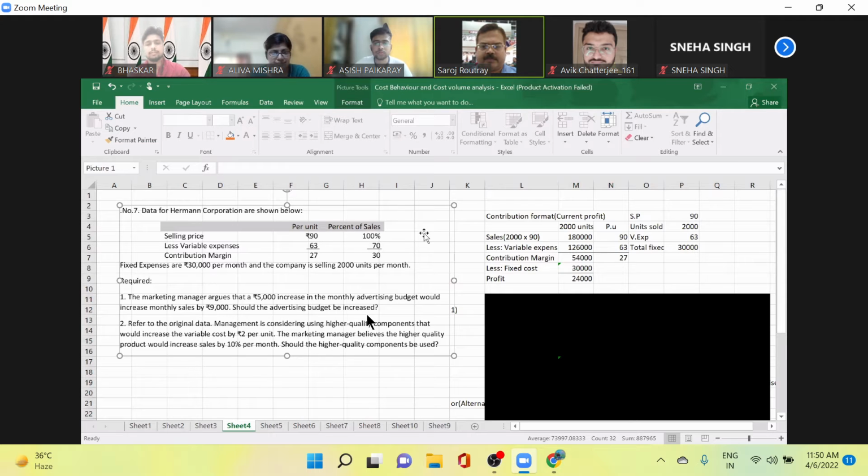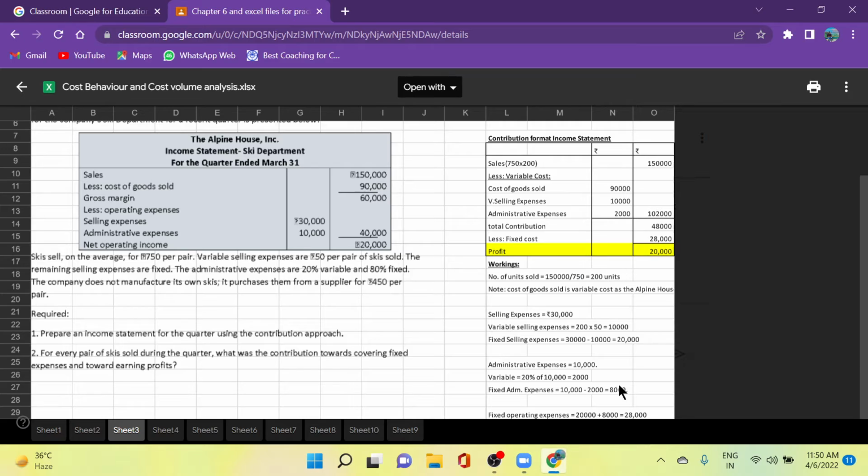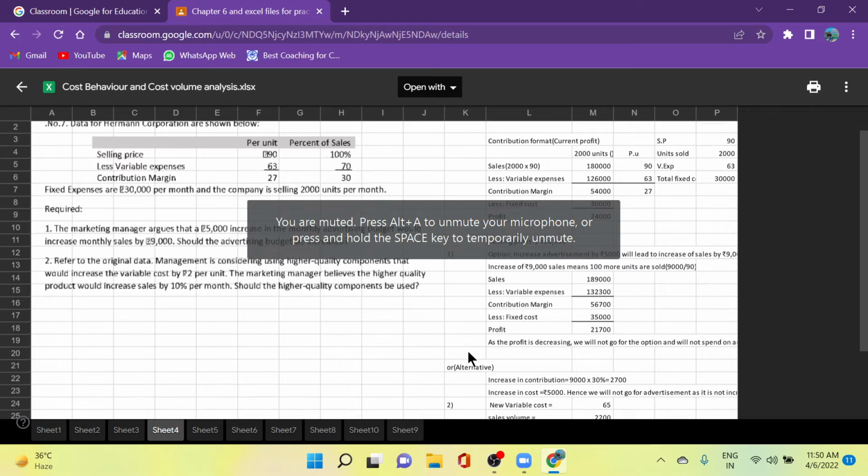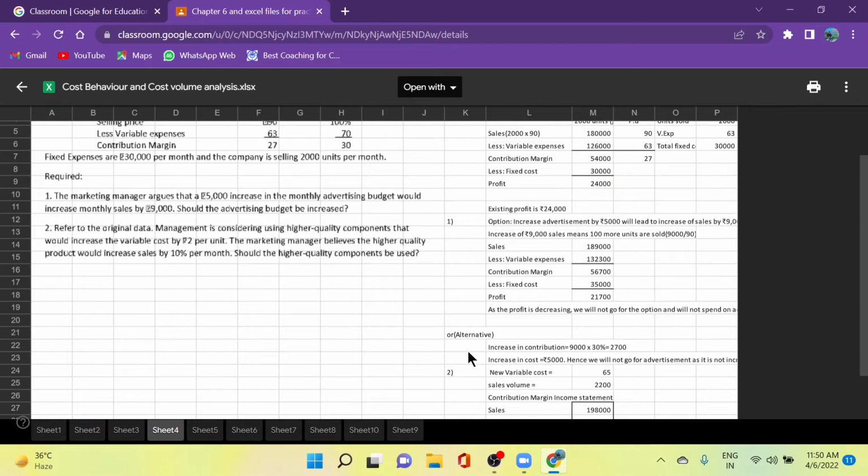Fixed expenses are 30,000 per month. Selling price 90 less variable expenses. Both are given, per unit price and cost, as well as percentage of sales. If your selling price is 90 and variable expenses is 63, 63 over 90 is 70%. Contribution margin is 30%. So whatever sales you make, 30% is your saving. 30% is your contribution margin. Fixed expenses are 30,000 per month. The company is selling 2,000 units per month.